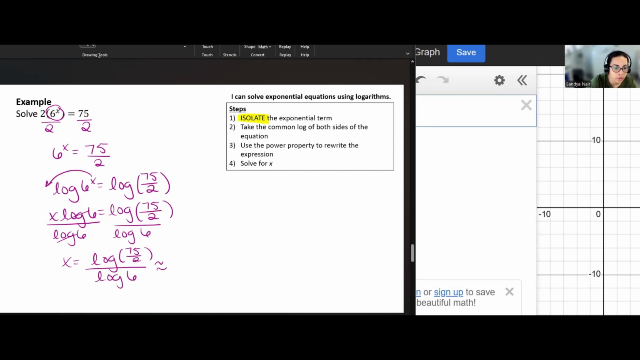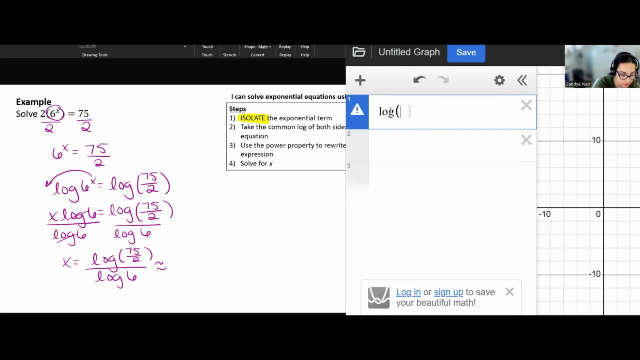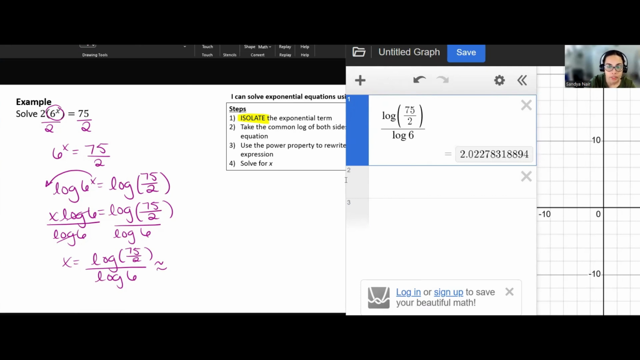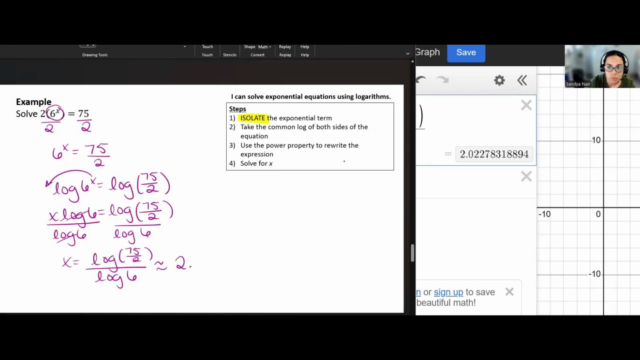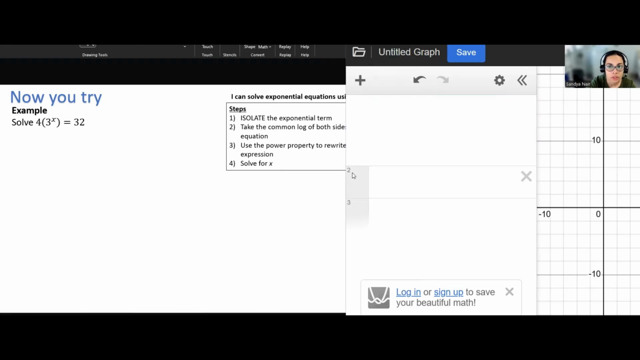Okay, and I can go ahead now and approximate this value using Desmos. I'm going to type log, and then parentheses 75 over 2, and then arrow to the right, and then close the parentheses before I do divided by log of 6. You want to be careful when you're typing and always look at this and make sure that it looks exactly like what you've written out in your work. So we have approximately equal to 2.0228. Okay, and that is the approximate value of x. Now you can go ahead and pause the video and try doing this example on your own.